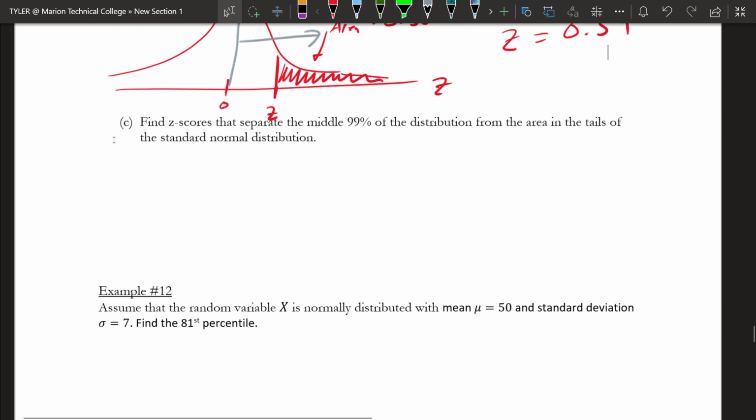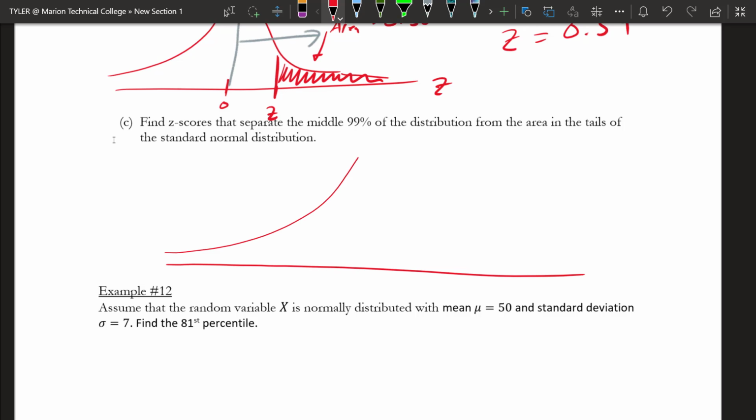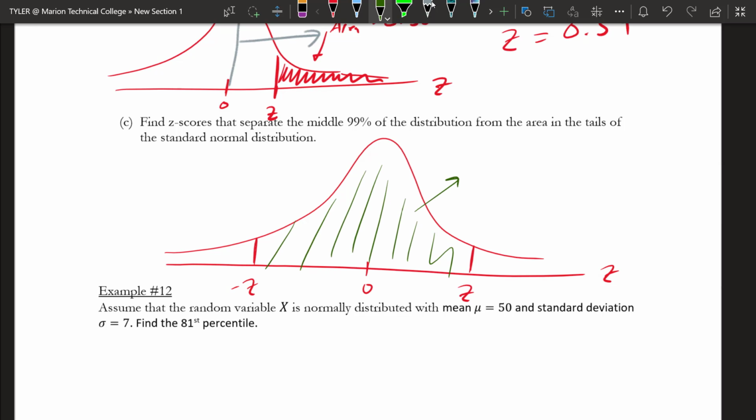So then part C says find z-scores that separate the middle 99% of the distribution from the area in the tails of the standard normal distribution. So if I draw a picture, the situation we're looking for is here's the center with a z-score of 0. What I want to do is find a negative z and a positive z value where this middle area is equal to 0.99, 99%. So I need to find those two values.